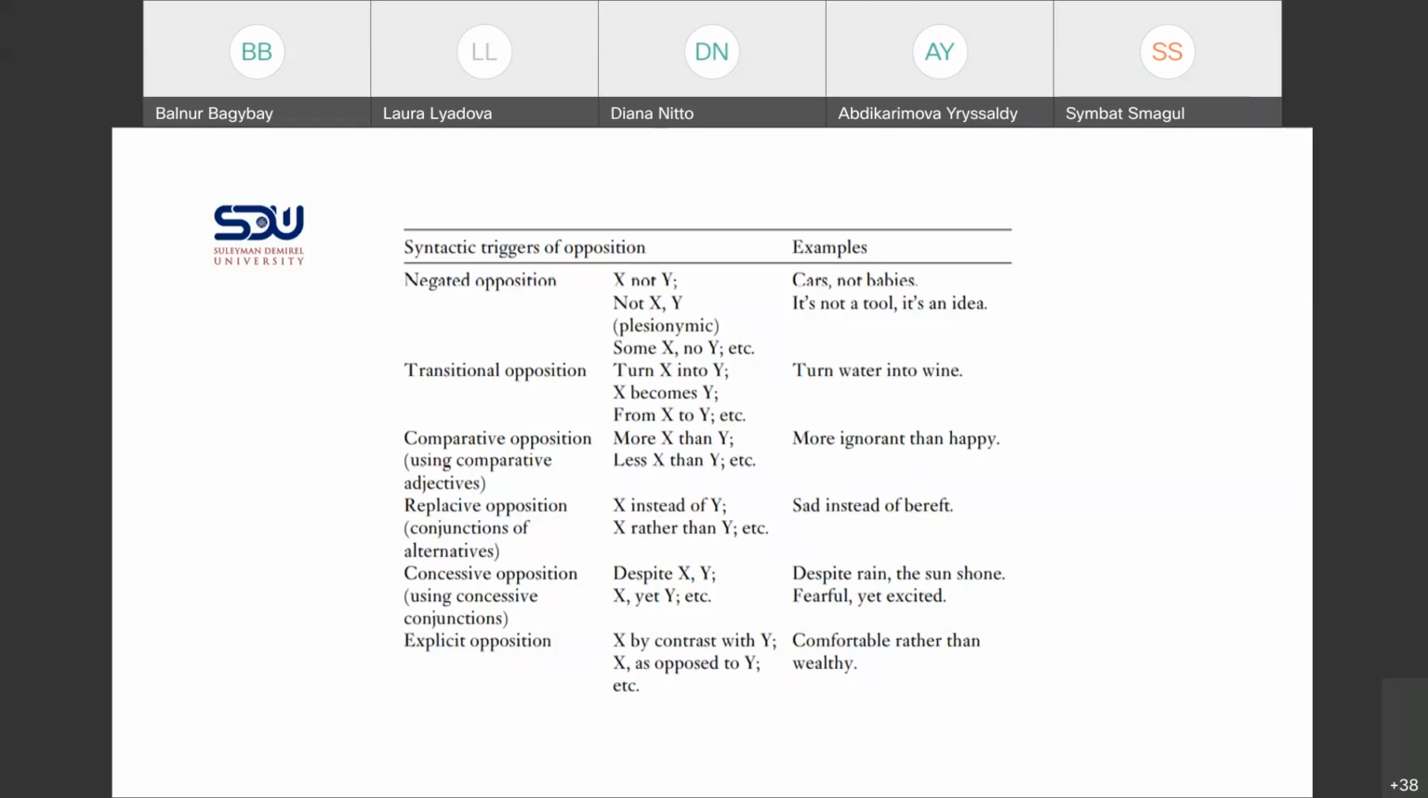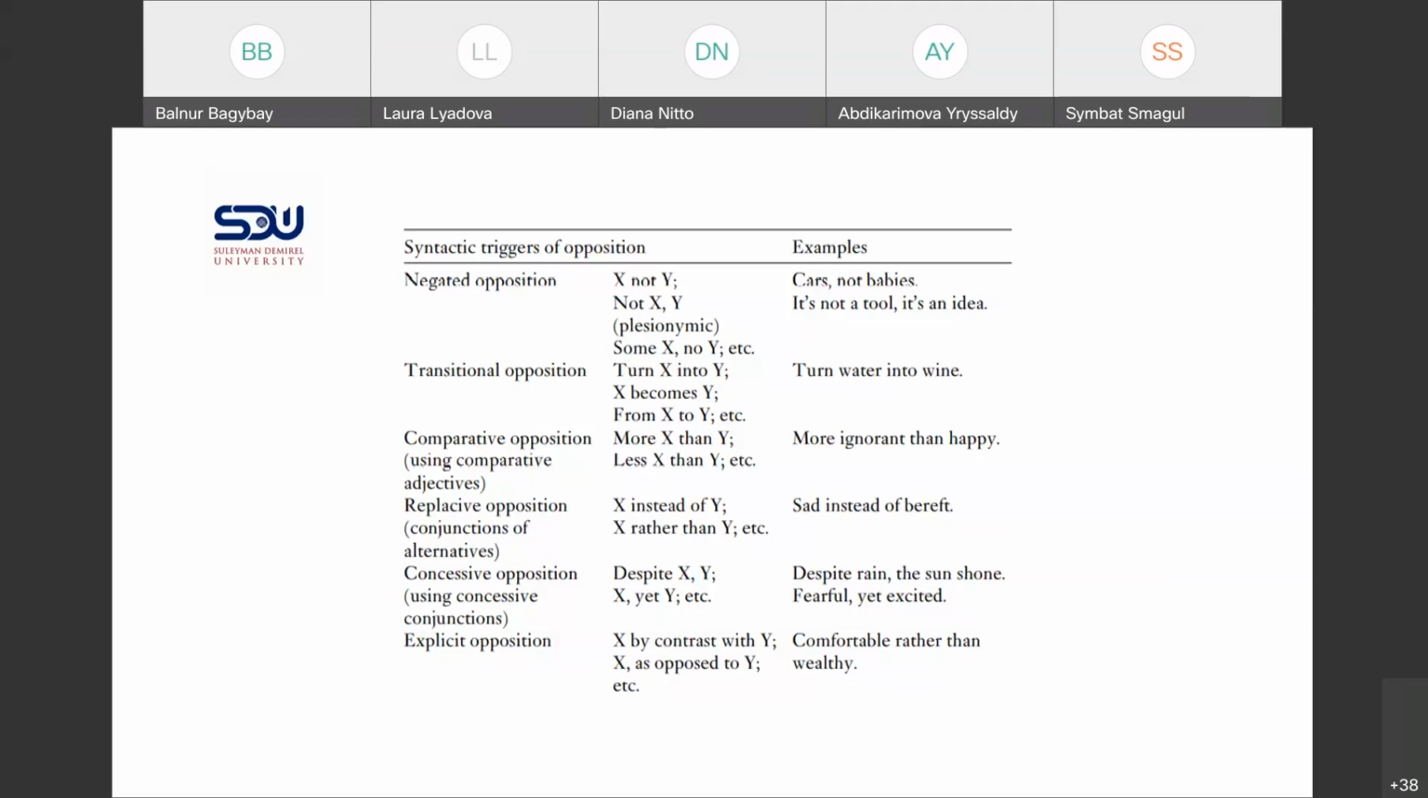So when we're saying despite A and B, or A yet B, yeah, in that very sense. Despite rain, the sun shone, fearful yet excited. It's like at the same time, it is those opposition in equivalence, in my opinion, to be honest. And the next is the explicit opposition, when B is being compared or opposed with A or X.